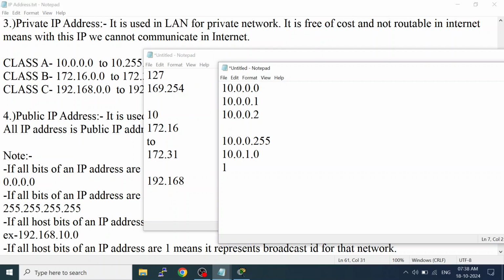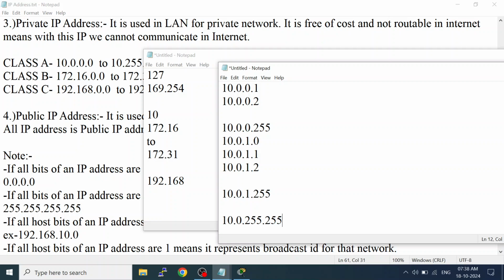Next IP, 10.0.1.0, 10.0.1.1, then 10.0.1.2, till where? 10.0.1.255. Then it will become 10.0.2, and similarly when it goes to 10.0.255.255, then this will become 10.1.0.0, and again it will start in the same way.